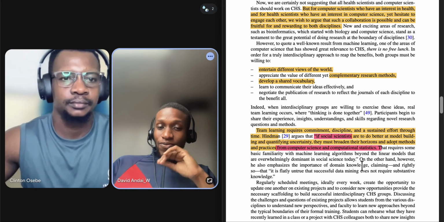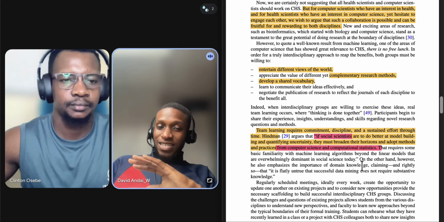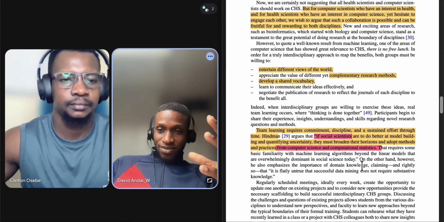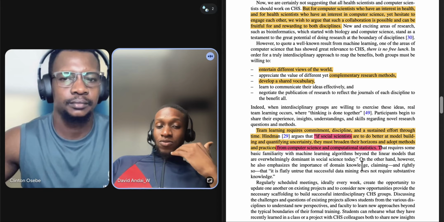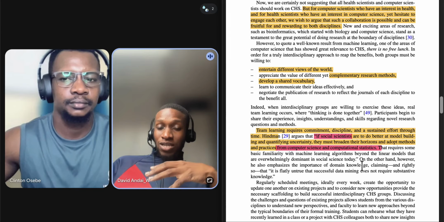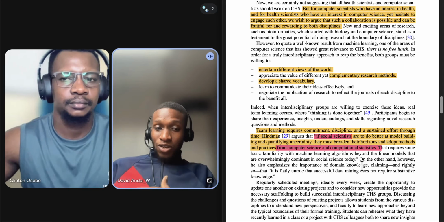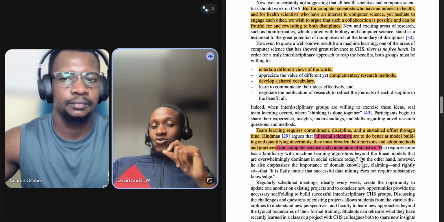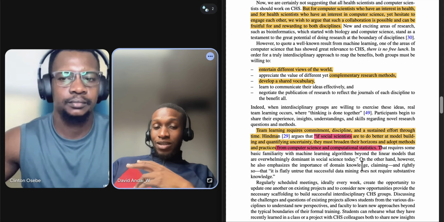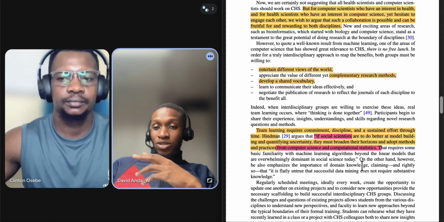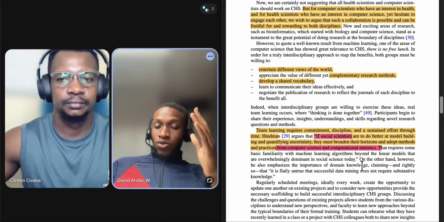Number one, the commitment, discipline, and sustained effort through time. That's literally patience being described here. Then Heinemann goes on to argue that, as you've said, the social scientists, people maybe in life sciences and all kinds of stuff, if you want to understand how to build these models, and the bit about models, he goes on to add, quantifying uncertainty, because that's something people leave out when they look into models. People are more focused on the accuracy.